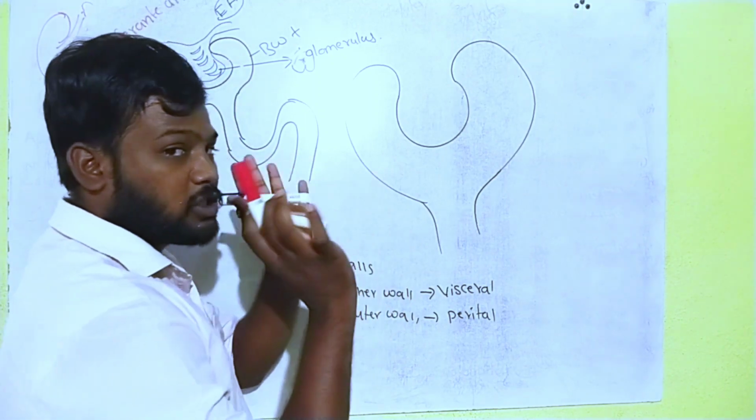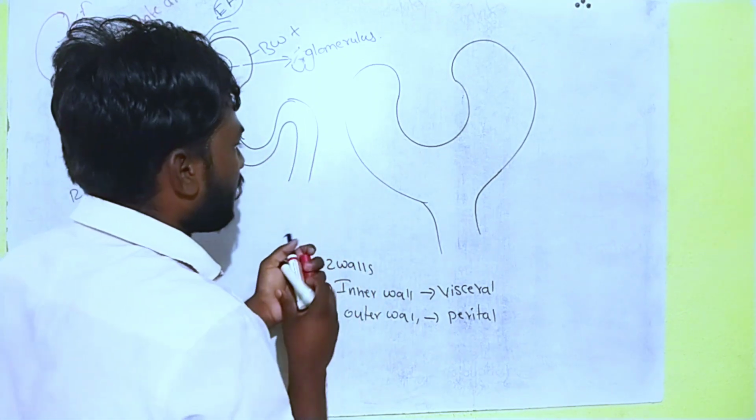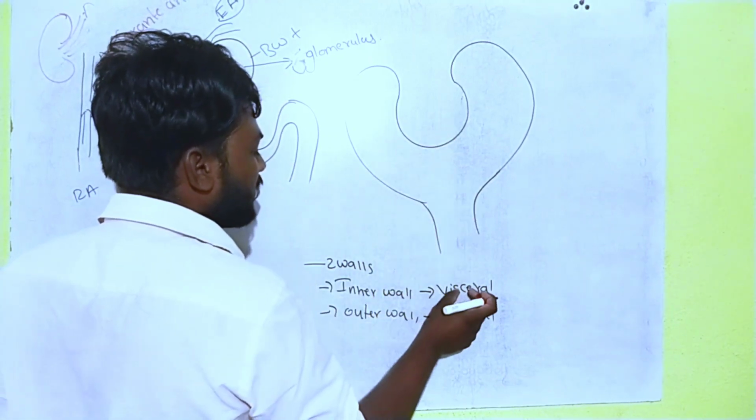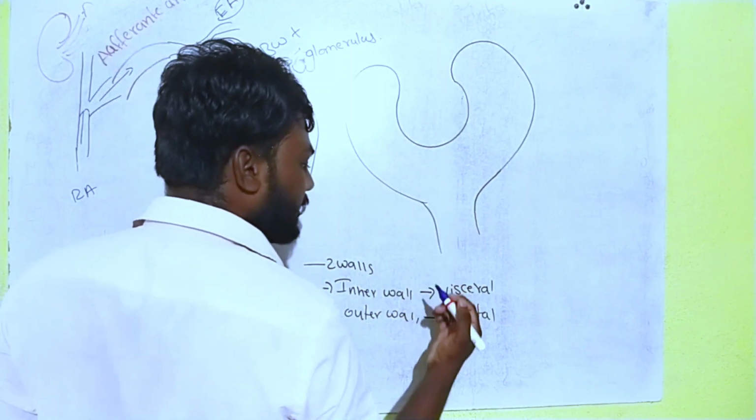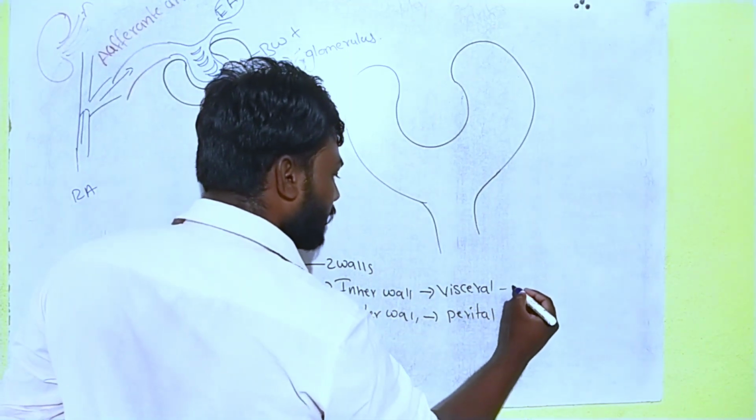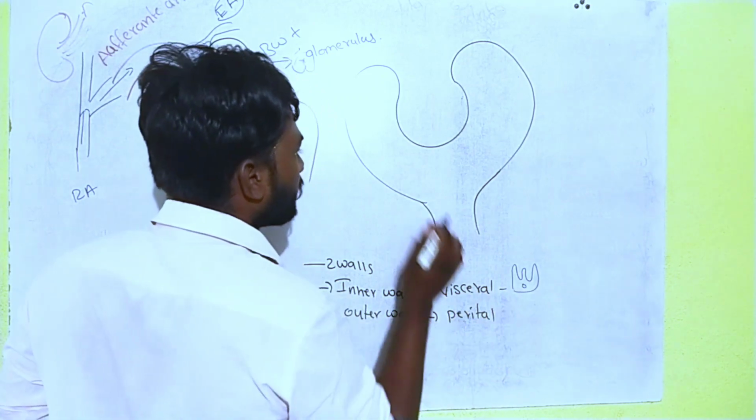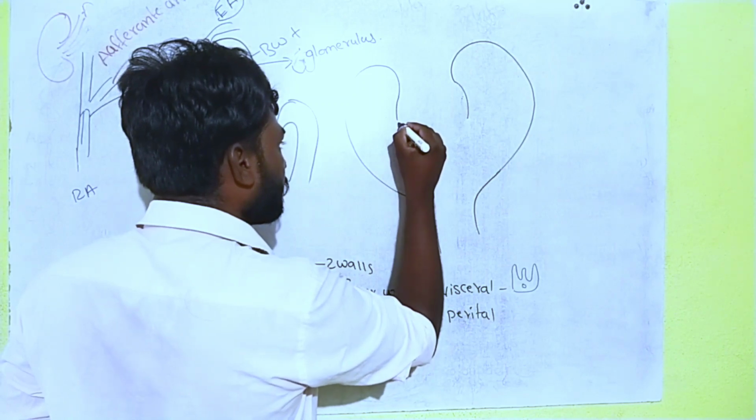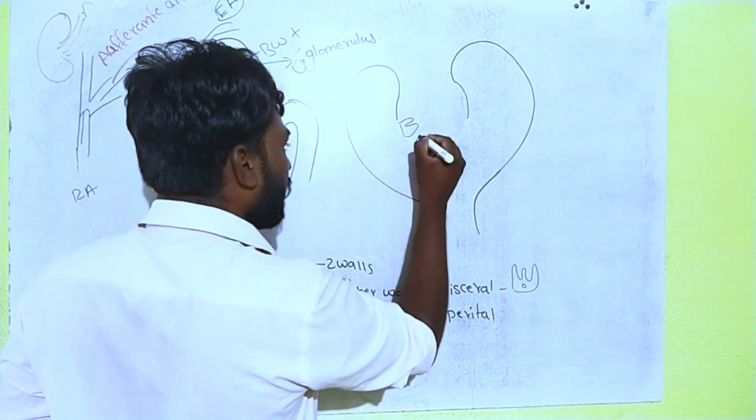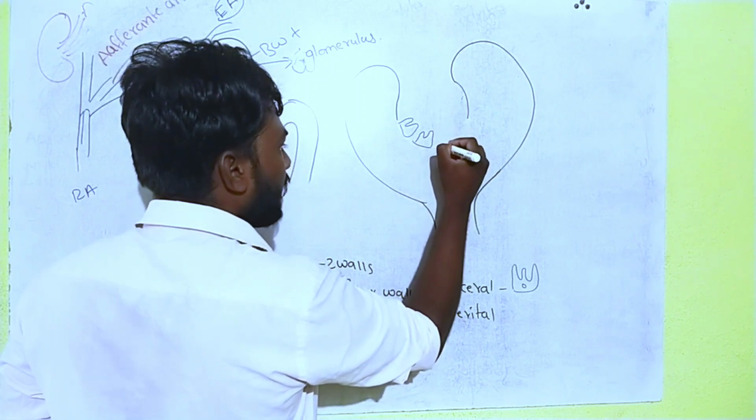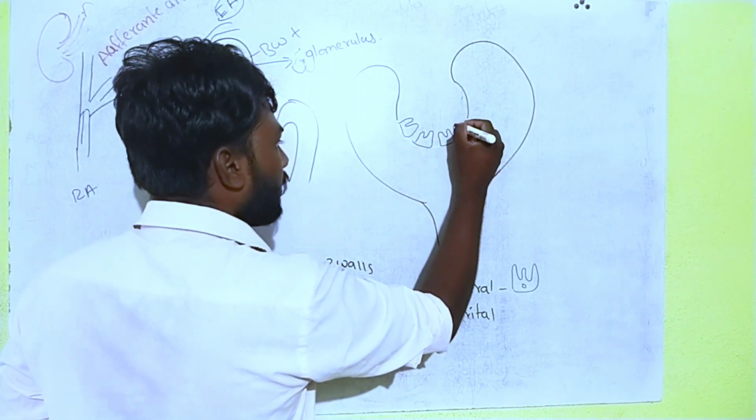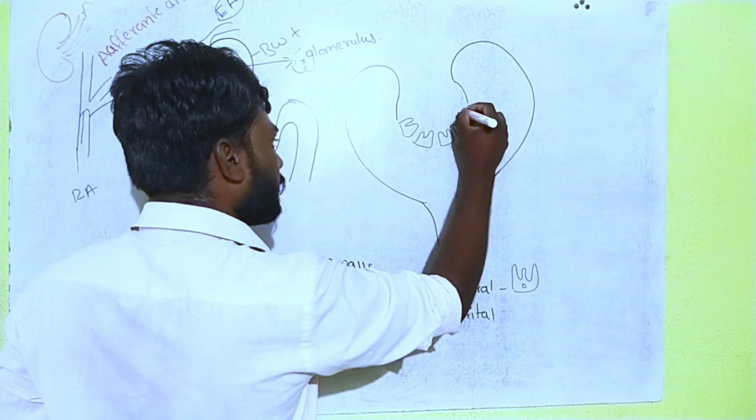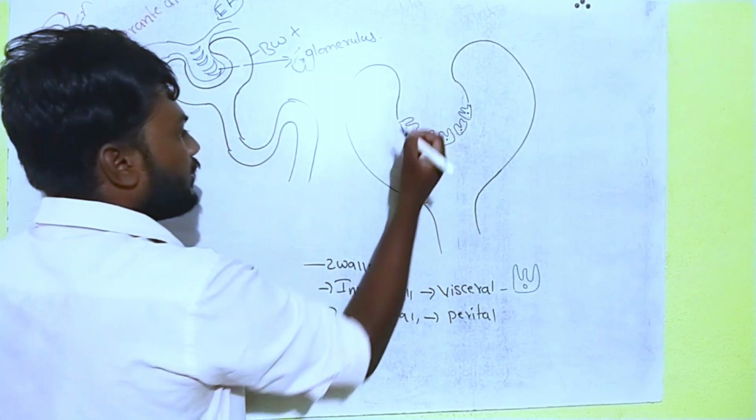I am using different colors for your understanding. First I am using blue color for the inner wall. This inner wall, the visceral wall, is lined with podocyte cells. What is a podocyte? Podocytes are cells like this. This is one podocyte cell, this is another podocyte cell, and another.